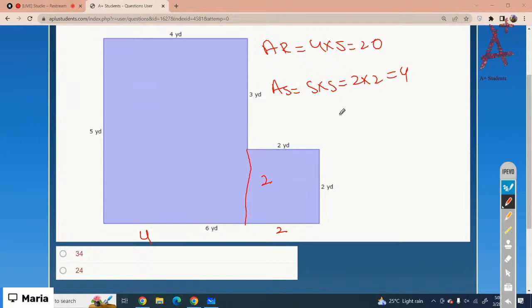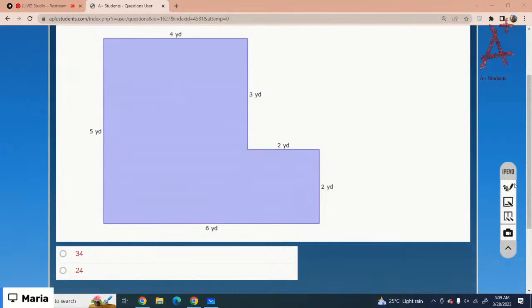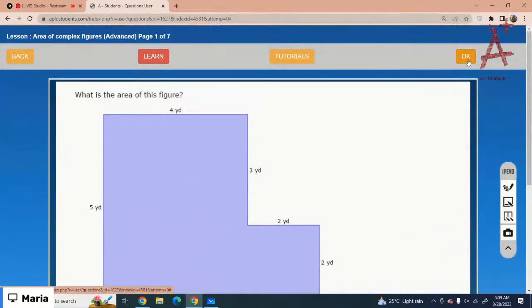So when you add the area of the rectangle and the area of the square, it would be 20 plus 4, that would be 24. Got it? So the correct option is 24. Just select the correct option and click on the OK button.